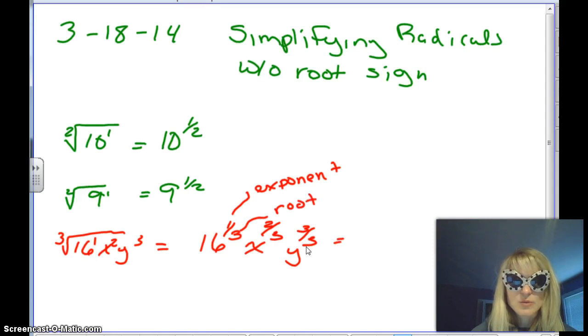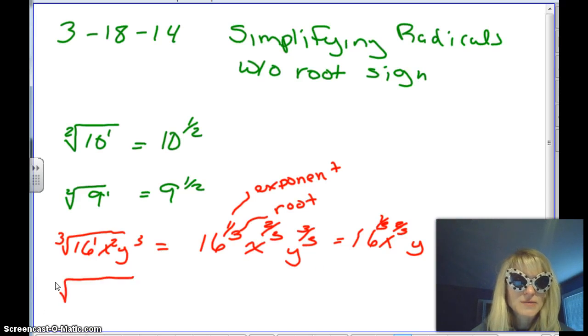And looking at this one, we can simplify this last one because we know 3/3 is 1. And you can also know that the cube root of y to the third power is just y. So I would rewrite this as 16 to the 1/3 power, and then we would say x to the 2/3 power, and then y, just y, or y to the 1. Okay, so one more example here.